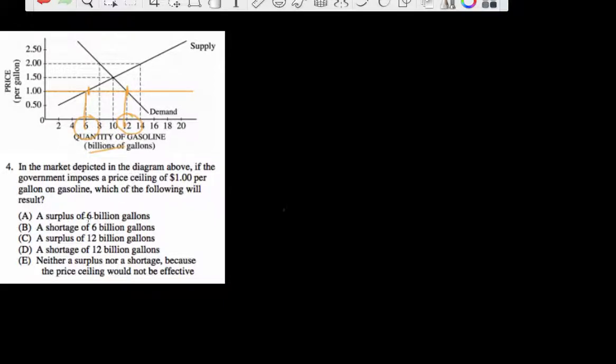And if we go to our answers here, we see A is a surplus. We know that's not it. And then we see B is a shortage of 6 billion. And boy, that is exactly what we looked at, and that's correct. All right, let's go on to the next problem.